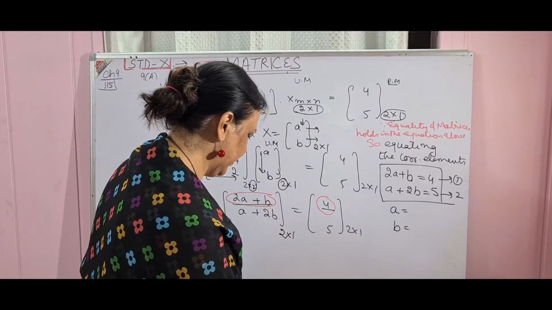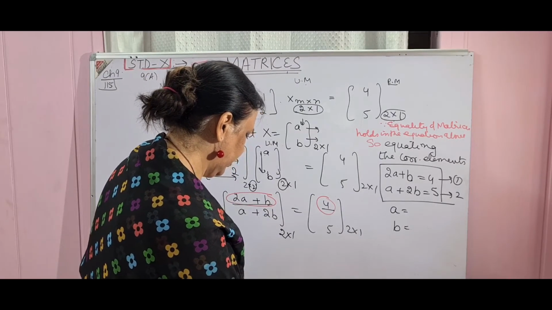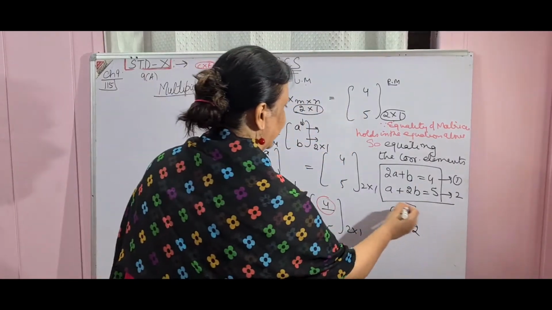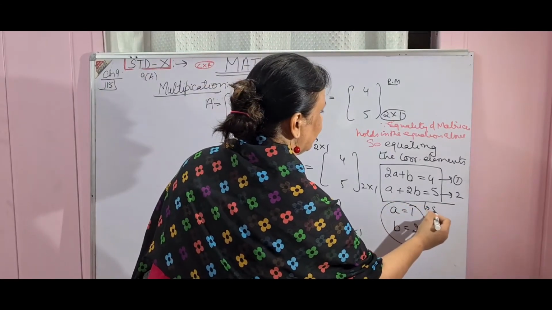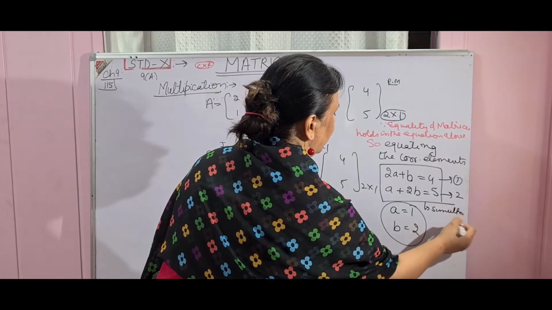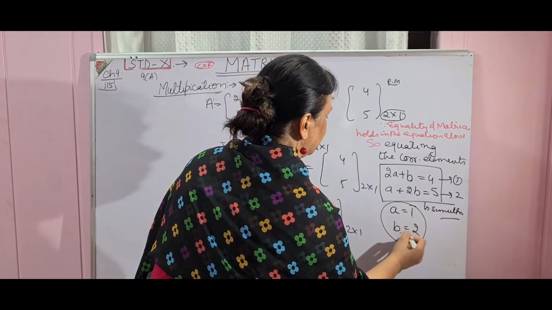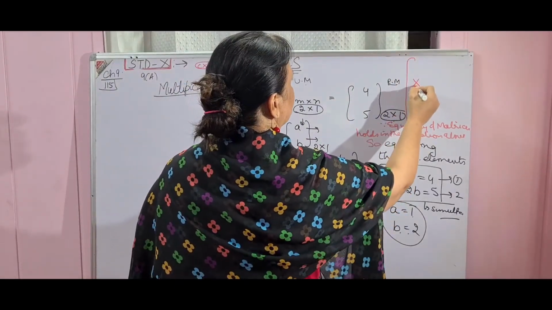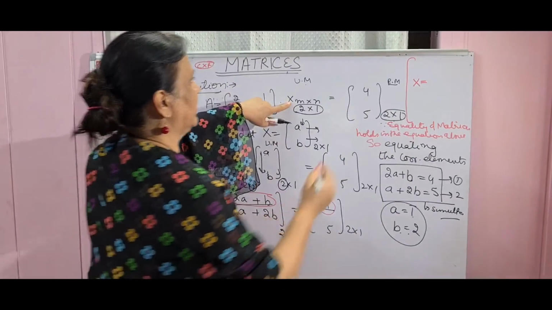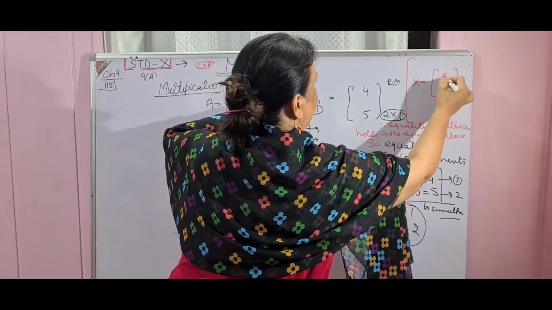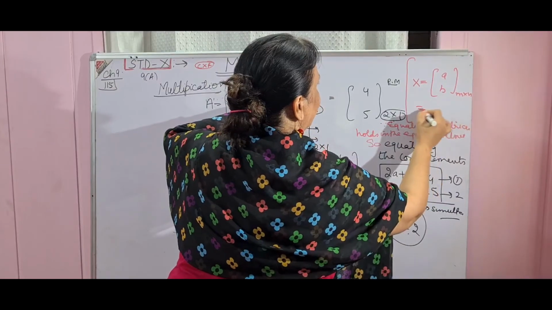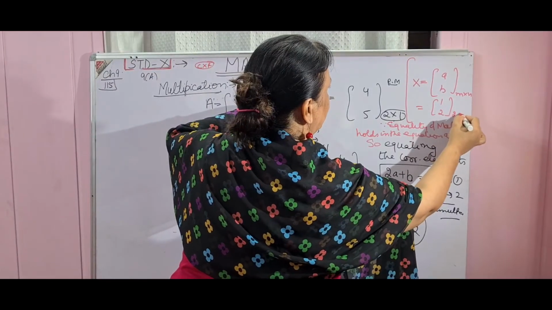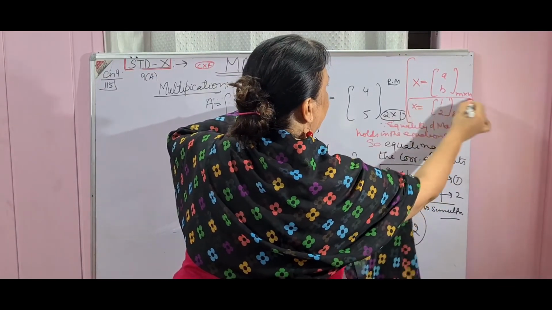For example, I get a to be 1 and b to be 2 after solving. I have to solve it simultaneously. You know what to do. I got a 1 and b 2. Then please don't forget to write the answer in matrix form. This also carries marks. I took matrix X is equal to a, b, m into n. So my final answer will be 1, 2, a is 1, b is 2 and the order is 2 cross 1. This is my required answer.